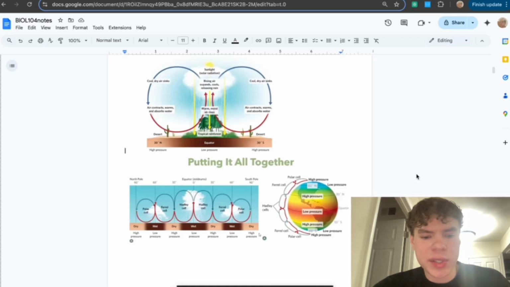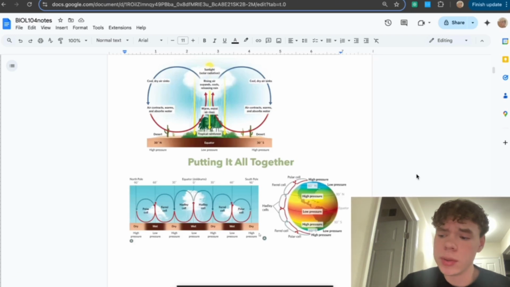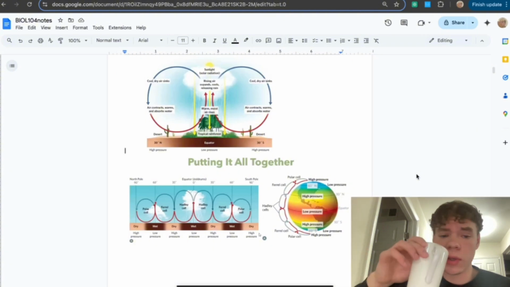You have the Hadley cell that's 30 degrees. We have the Ferrel cell, and then we have the polar cell. That's how I mentioned earlier that Antarctica is basically a desert, because if you look at it, it's on the part of the cell that gets a lot of dry air, basically cool dry air. There's little precipitation and it never rains. So it's a tundra, but it's basically a desert.